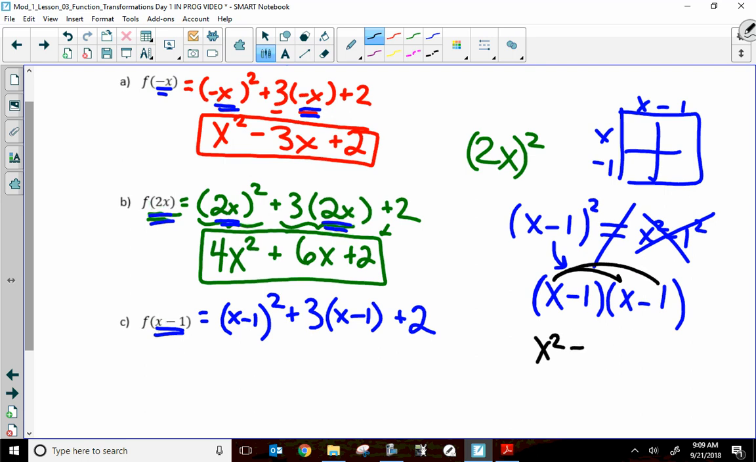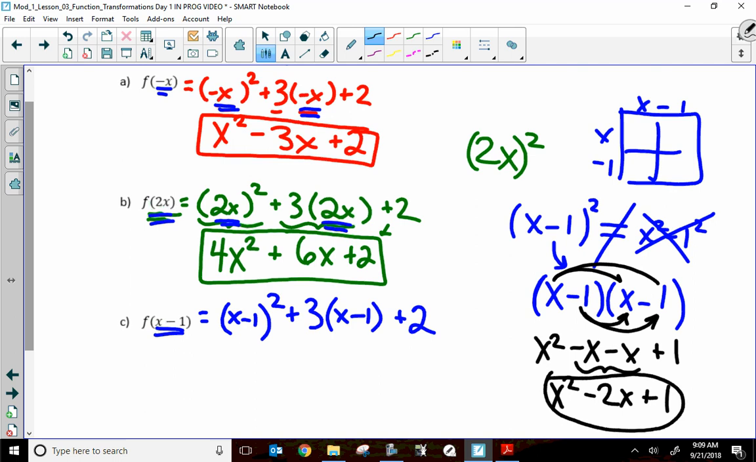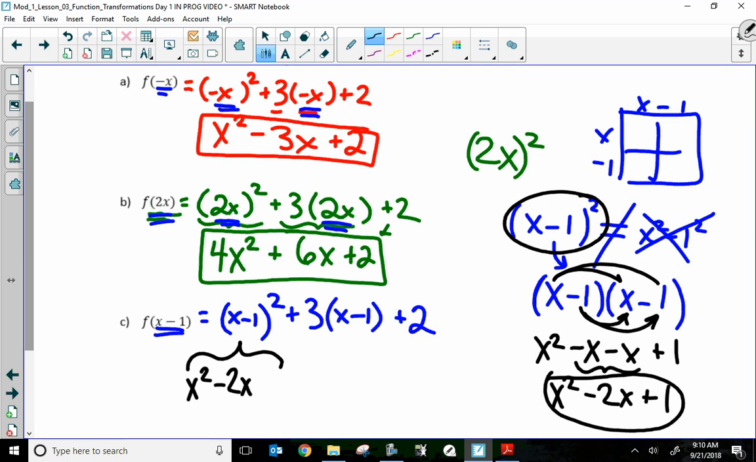x times negative 1 is negative 1x. We have an x times another negative 1, again, is negative 1x. Negative 1 times negative 1, positive 1. The only thing I can combine is that right there. So x squared minus 2x plus 1. This right here is what this is equal to. So when I FOIL and expand it out, I get x squared minus 2x plus 1. All right, that's the first step.